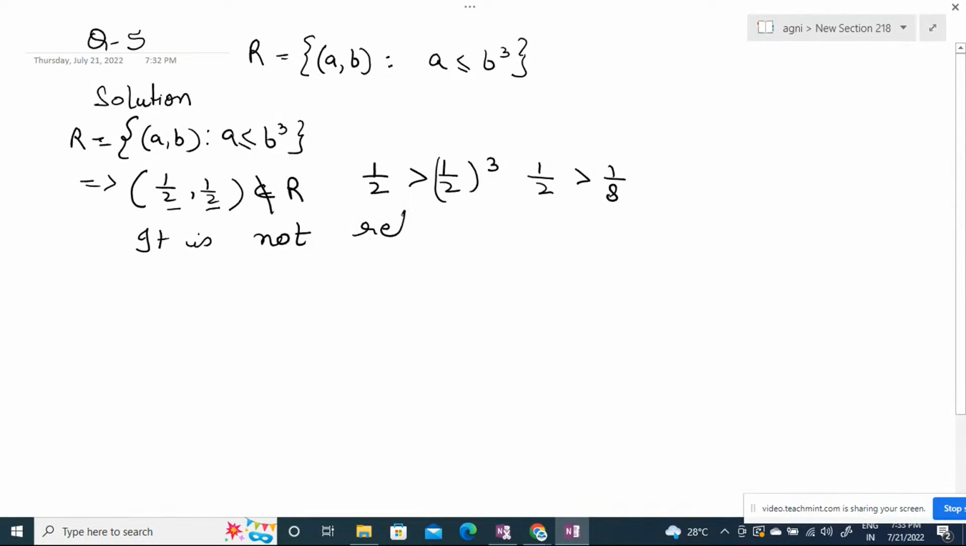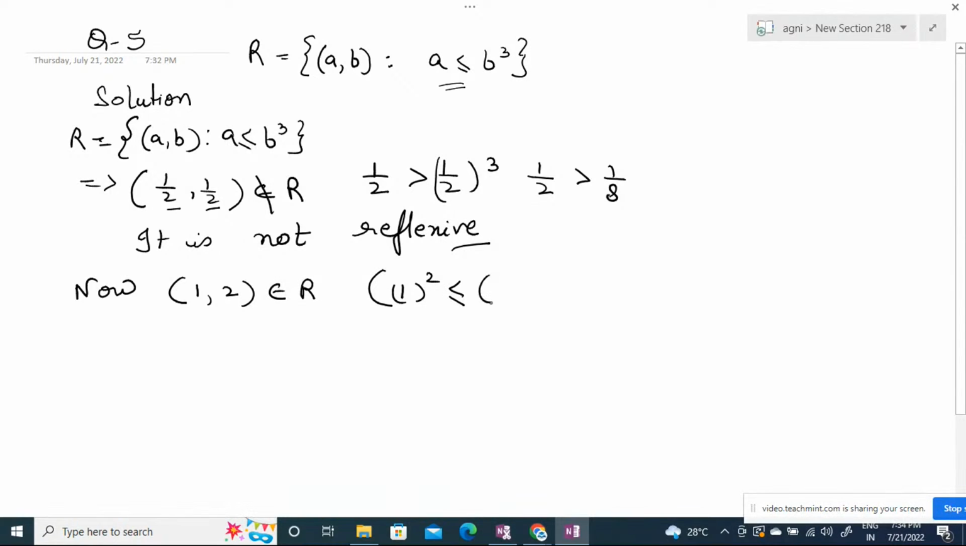It is not reflexive. Now I have to check for the symmetric conditions. If we take one ordered pair like (1, 2), it belongs to the real numbers. Now from the condition a ≤ b³, we write 1 ≤ 2³, which is 1 ≤ 8. So it is correct. Now if we check the inverse, that is (2, 1), then we have 2 ≤ 1³.